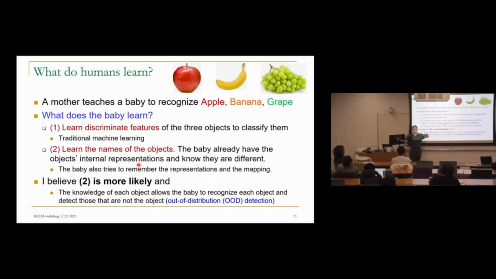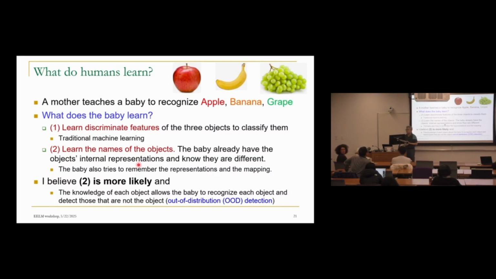So human learning is very simple. It's not like machine learning. That's why we learn so fast, so quickly. It means humans don't learn features. The features are built into your brain.